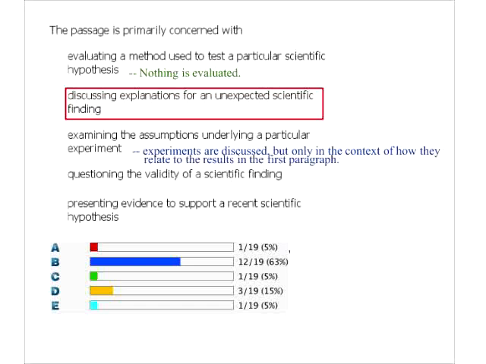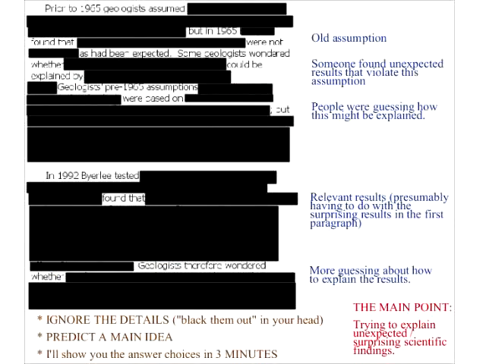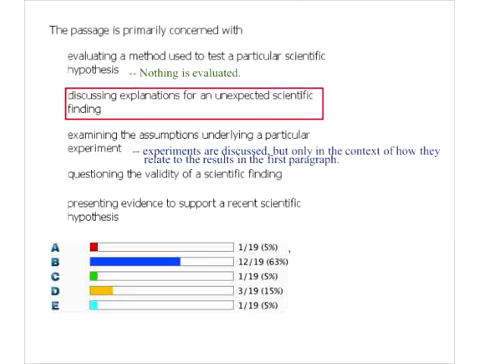Questioning the validity of a scientific finding? Absolutely not. The validity is not questioned at all. Your scientific finding is that right there. In 1965, somebody found that something was not as expected. That is not questioned at all in this passage. The passage finds a bunch of possible ways to explain that. Like, this might be true because of this, it might be true because of that. But the validity of that is never questioned.